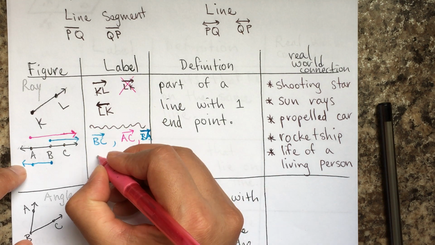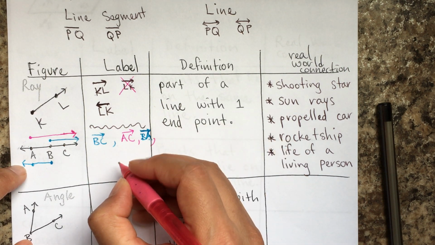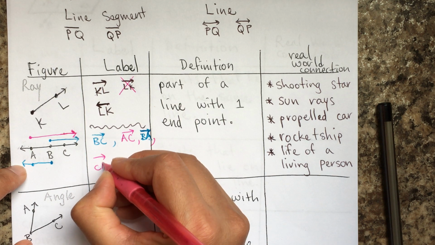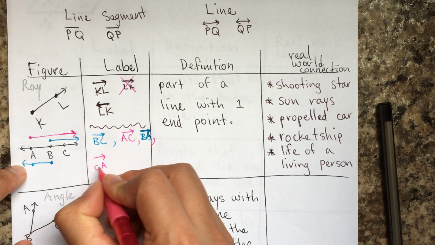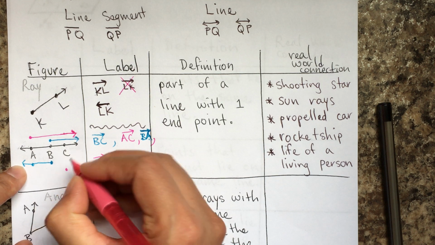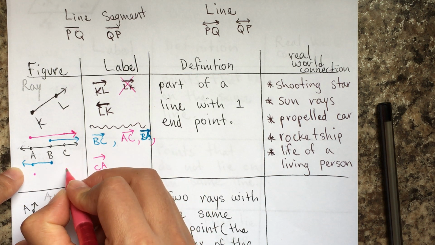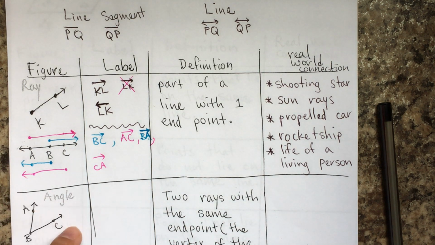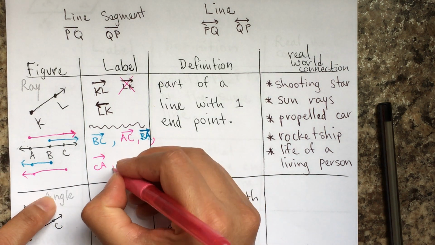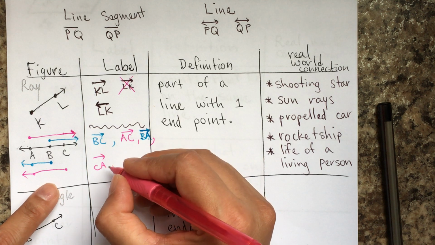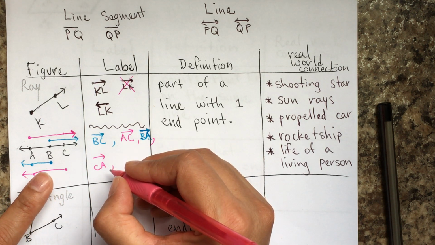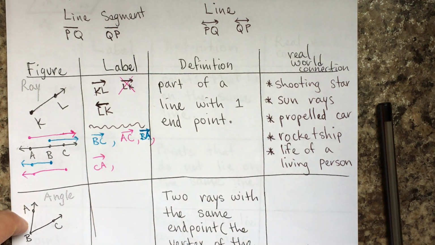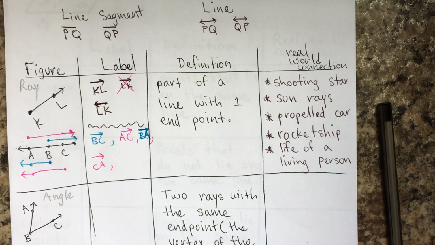And we also have ray C A. It begins on C and goes past A. We can also write, let's see, C A B A. Oh, that's it. That's the four that we can create in here.